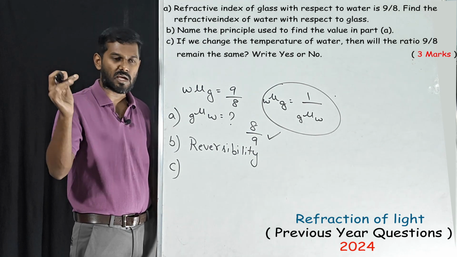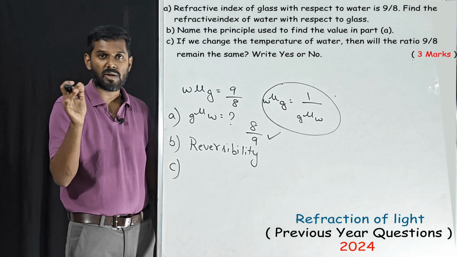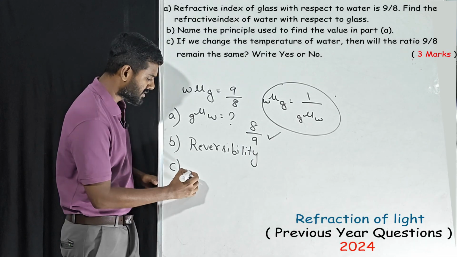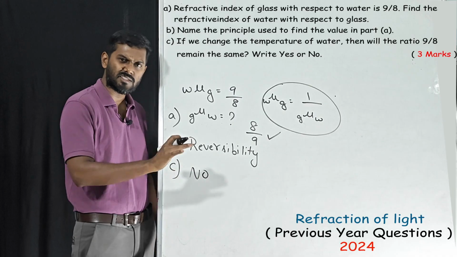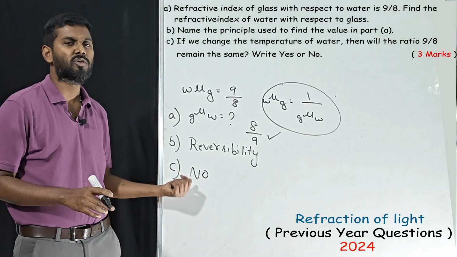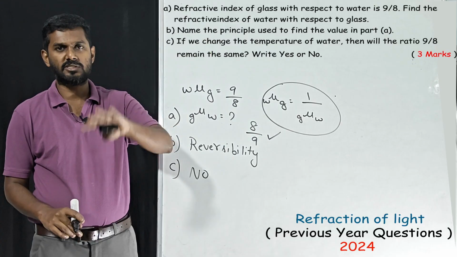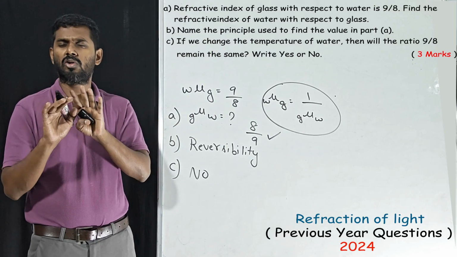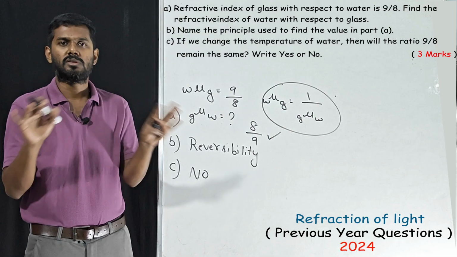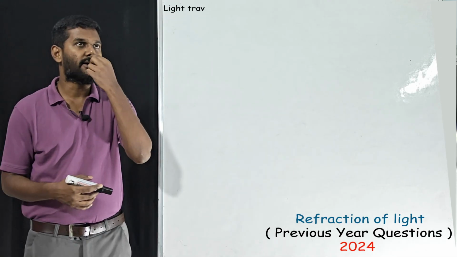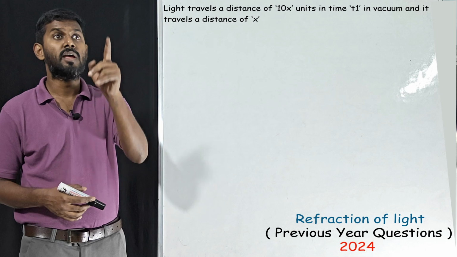Now here, they are just asking yes or no. They are asking, will the refractive index 9 by 8 remain the same? The answer is no, it will change. So the answer is just no. You don't have to write "no, it will change" or "yes, it will not change". All those dramas are not required. Just write yes or no. That's it.